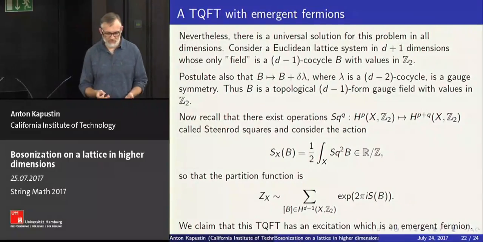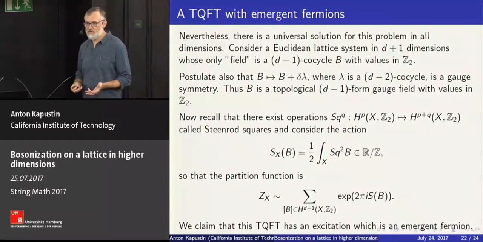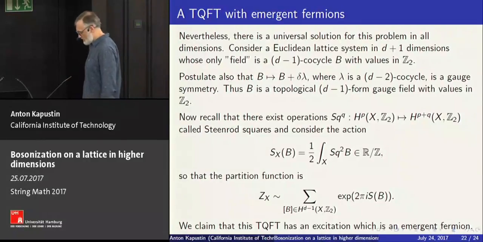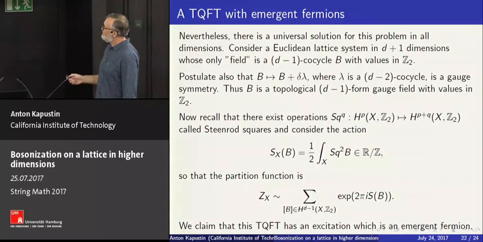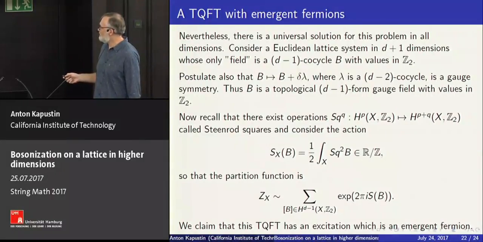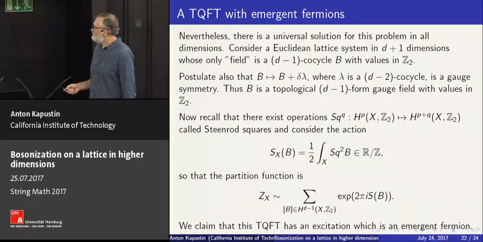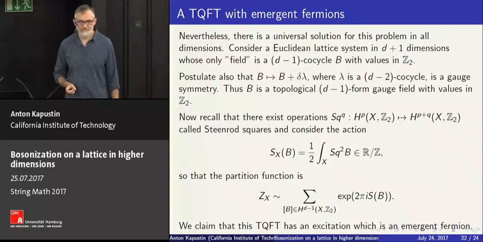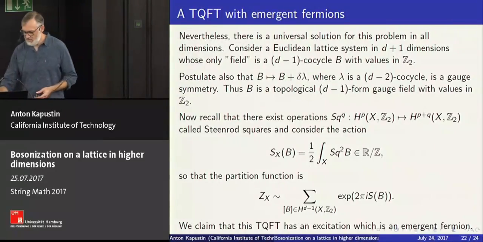In d equals 2, two spatial dimensions, it's just the usual one-form gauge field, and that's why we get Z2 gauge theory. But in higher dimensions, it's a (d minus 1)-form gauge field. I am also going to employ the Steenrod squares, which in general is an operation in cohomology mod 2 which increases the degree of the class by q. It's called the q-th Steenrod square. But I'm going to consider the second one. Consider the following action. My convention is that the action takes values in real numbers modulo integers, because I'm going to plug it into this partition function: I exponentiate 2 pi i times the action, and then sum over all gauge equivalence classes of this gauge field. The action is very simple, simply the integral of the Steenrod square of this B. So what's this theory good for?